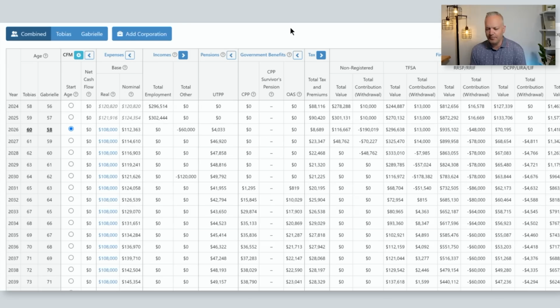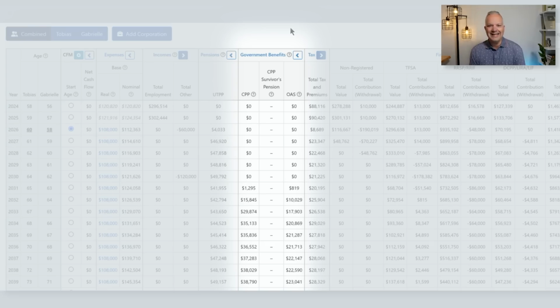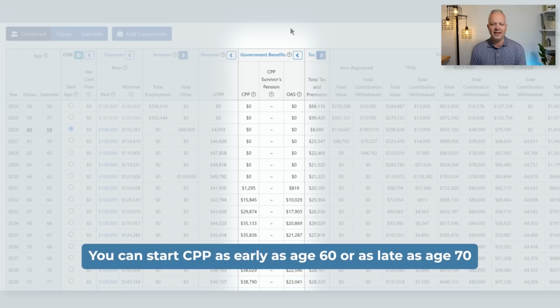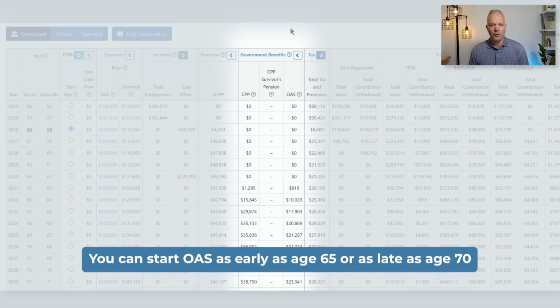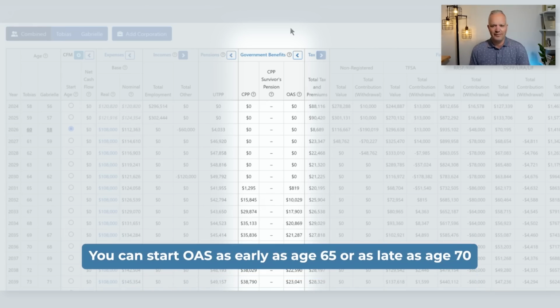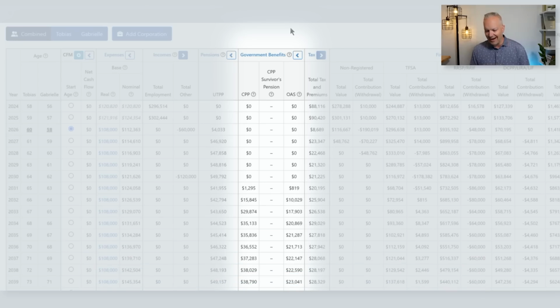The next column is government benefits, so highlighting your Canada Pension Plan and your Old Age Security. You can also put in survivor benefit and things like that. So again, look at timing. I won't get into that in this video, but look at timing of when to start your government benefits. Again, your Canada Pension Plan, CPP, you can take anywhere between 60 and 70. Your OAS, your Old Age Security, anywhere between 65 and 70. So there's a benefit to delay it. There's a penalty to take your CPP early. So make sure that you look at timing around this.